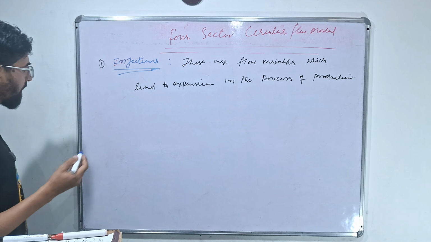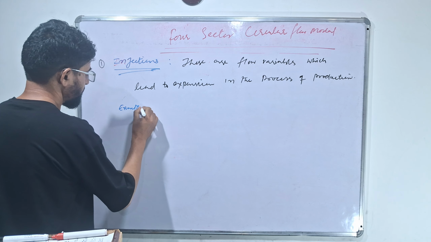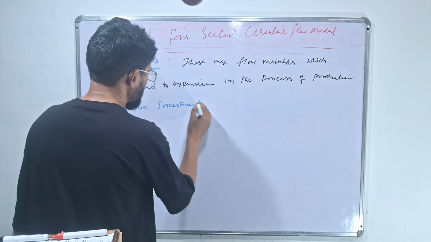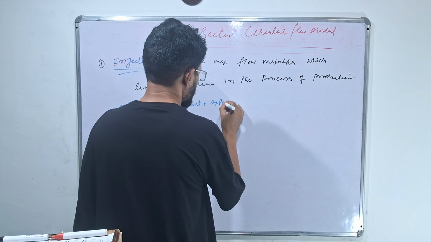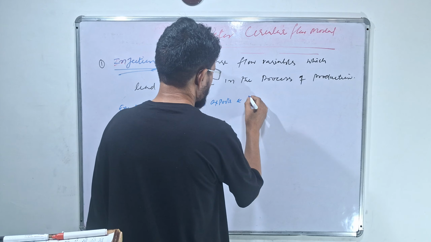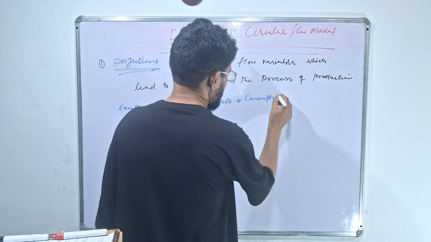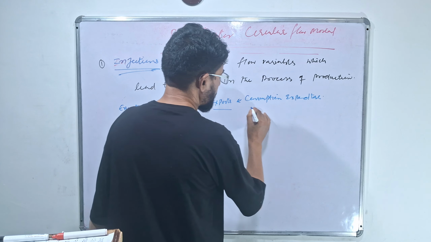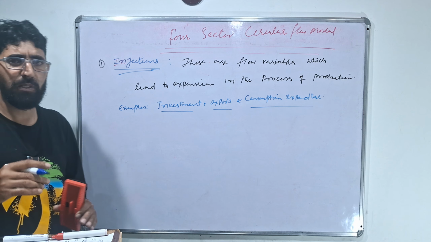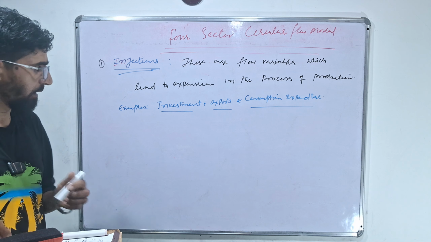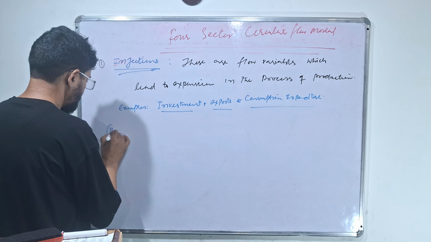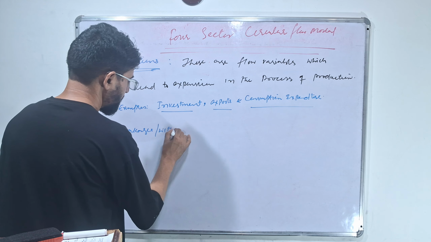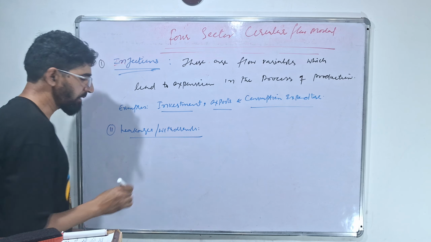I will give you examples like investment, second exports, and consumption expenditure. These variables, investment, exports, consumption expenditure, lead to expansion in the economy. Similarly, the second one is leakage or withdrawals. Leakage or we can call it withdrawals of an economy.